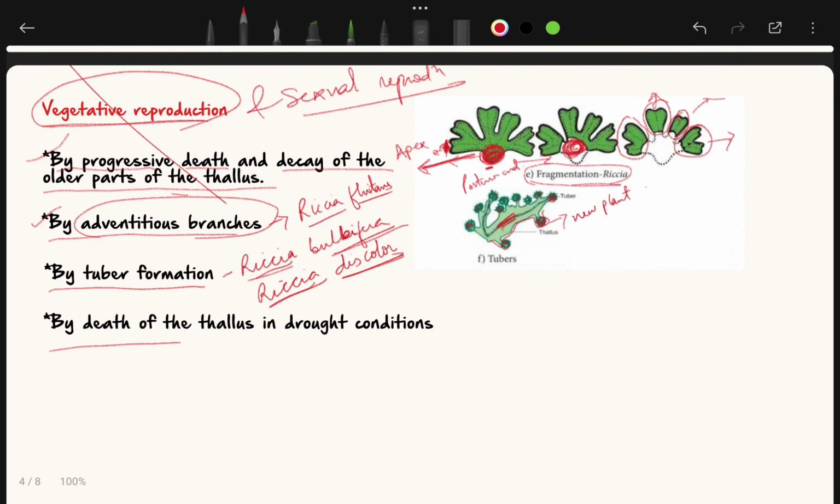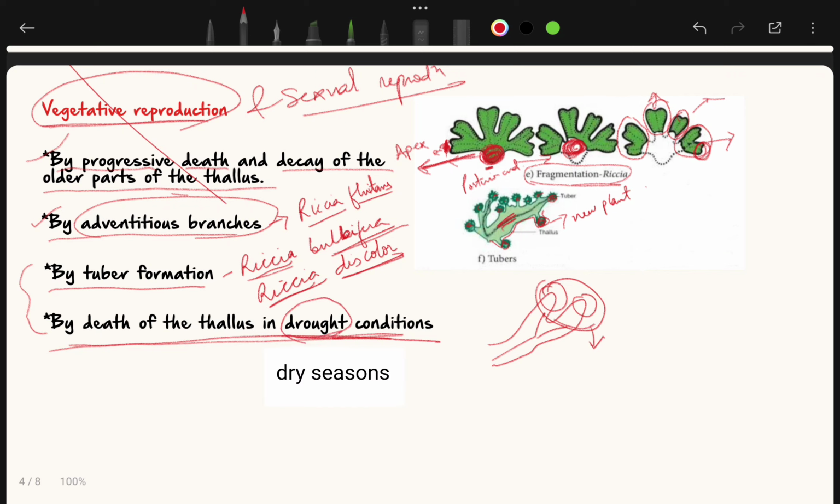And then by death of the thallus in drought condition. Okay, so these are somewhat similar, tuber formation and death of the thallus in drought condition. So what will happen is that the apical region that I've mentioned, the growing region of the plant, so suppose this is the plant body, the apical region will grow on the ground of that condition, that is when there is insufficient water. So the apical region will grow on the ground, and then this region will die off.